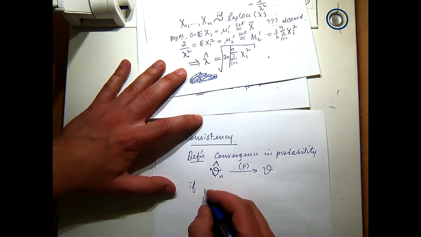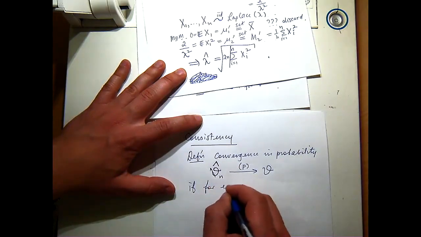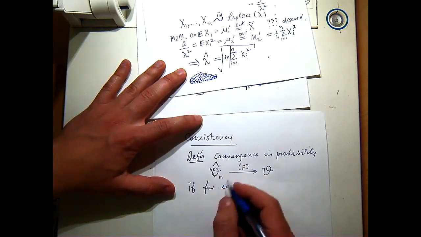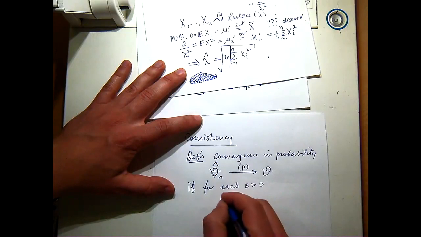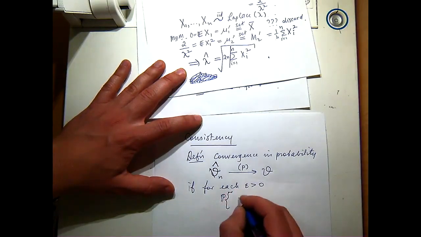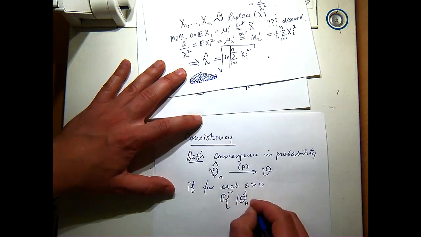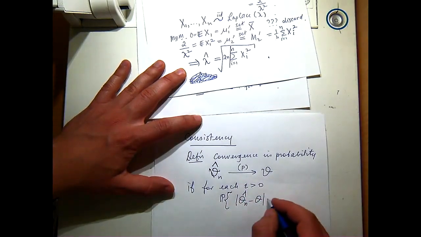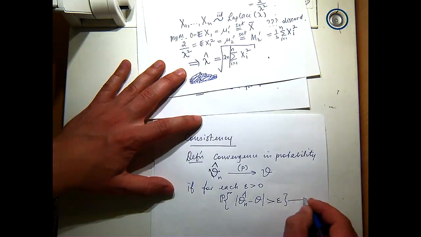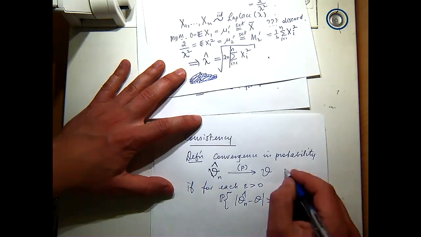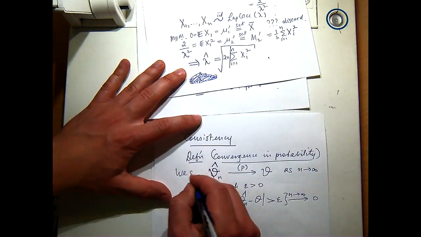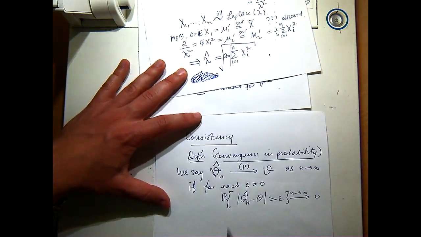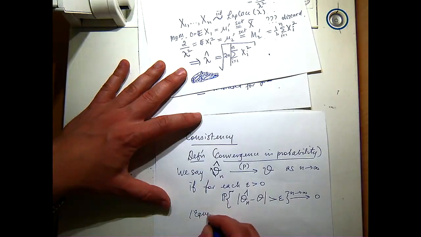There's a number of different ways of saying this. You could say for each epsilon positive, the probability that the distance is bigger than epsilon tends to 0 as n tends to infinity. To do distance on the number line, I take the absolute value of the difference. So we say that theta n hat converges in probability to theta if, for each epsilon positive, this holds. Equivalently there are a whole lot of other definitions, but we don't need any others.